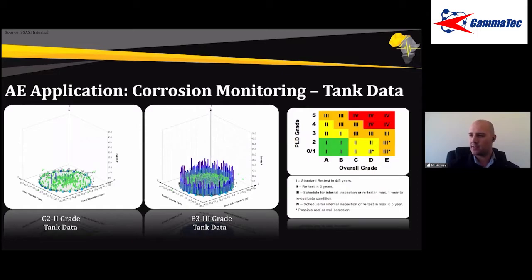Now, the data that you receive looks something like this, where you can easily see on the left here, we have fewer dots, so therefore less acoustic emission data, as simple as that. Whereas on the right here, we have a higher activity tank. In this case, this tank was corroding on the annular quite significantly. So this is the data we give you, along with a recommendation of, okay, retest in 4 to 5 years, or schedule for reinspection, or an internal inspection in 6 months.